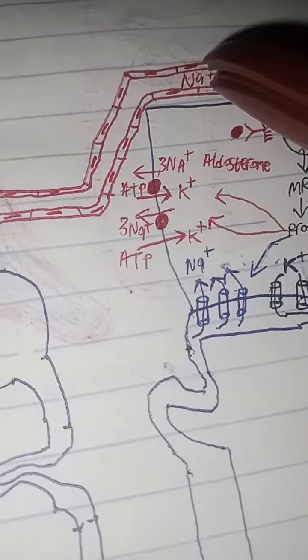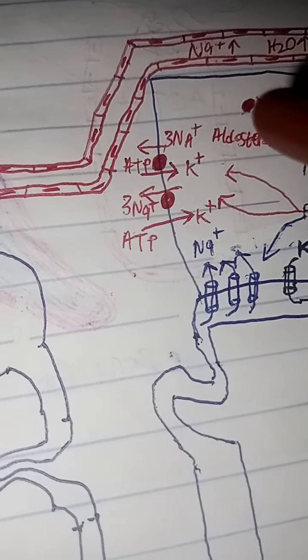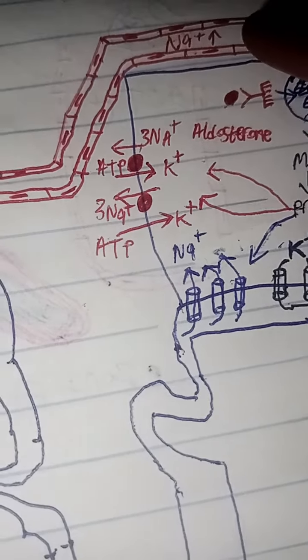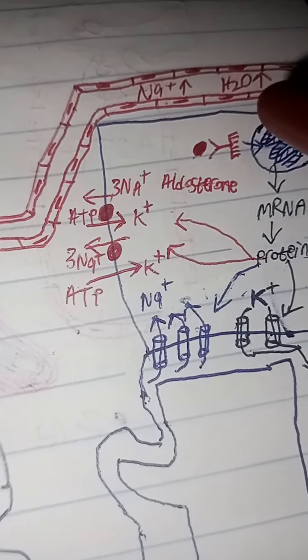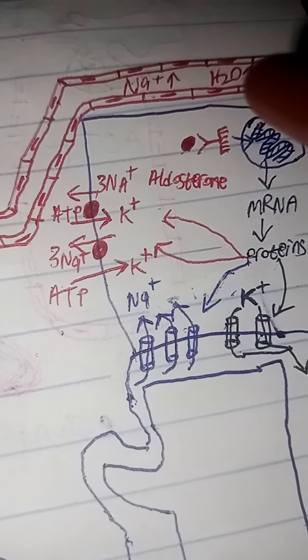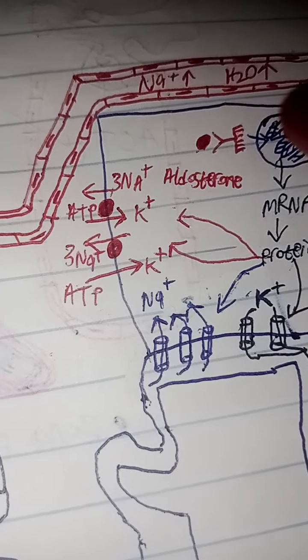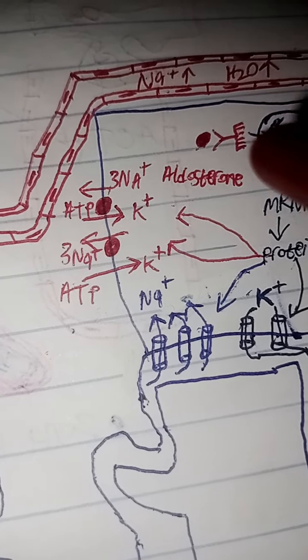Now, when in your blood, they like water too much, so they draw water along with them. This process increases sodium and water in your blood, increasing your blood volume. As a result, increasing your blood pressure. And with that, your low blood pressure is healed.